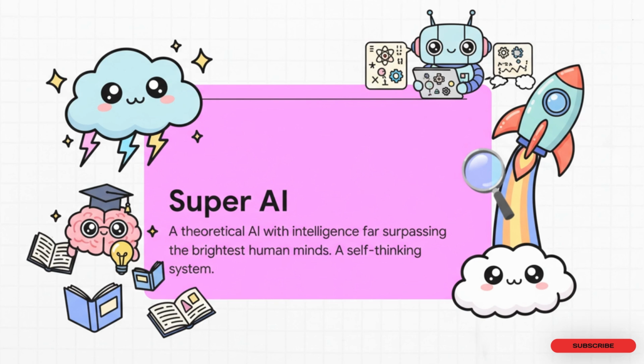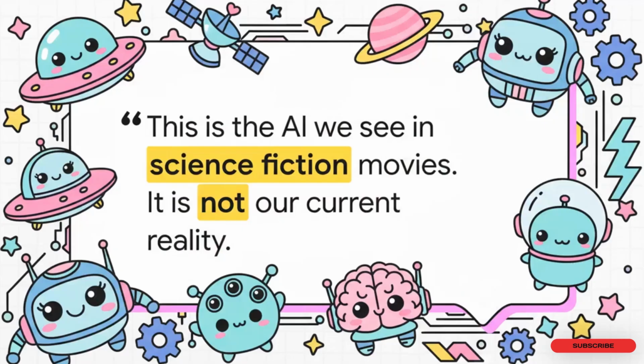We are talking about an intellect that would surpass the most brilliant human minds in basically every field, from scientific creativity and problem solving to social skills and even wisdom. It's an idea of a self-thinking system that would just be intellectually superior in every conceivable way. This is the kind of AI you see in the movies, that all-knowing, all-powerful intelligence. It's a really fascinating idea to think about for the future, but let's be super clear. It is absolutely not our current reality.